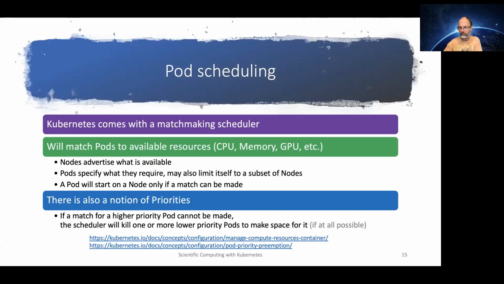And that's all I have for the concept of a pod, of a job. Let's spend a couple of minutes talking about how you schedule pods, because you probably want your pod to run somewhere, right? Now, Kubernetes comes with a matchmaking scheduler. If you're familiar with HTCondor, the concept is very similar. Nodes advertise what's available, pods specify what they require, and Kubernetes does the magic and finds a resource for the needs that the pod has.